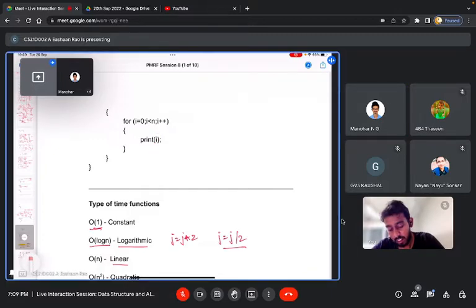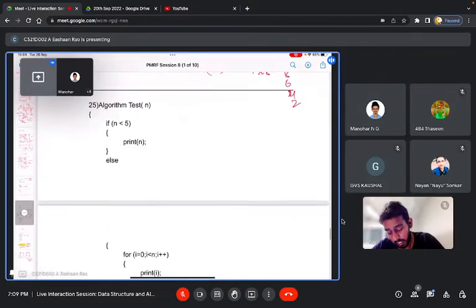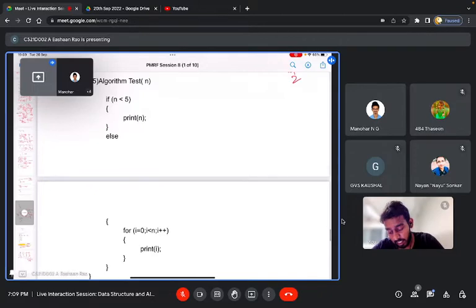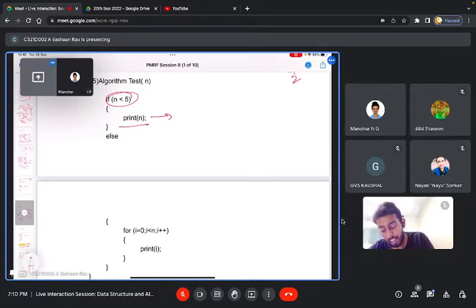So, for example, okay, I will try. I didn't have this example. Here it is saying that if the value is greater than n, you print this statement. If n value is less than 5, you print the statement. If n is greater than 5, then you print the statement which is going to be order of n, otherwise it is order of 1.